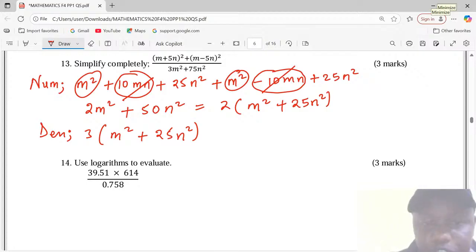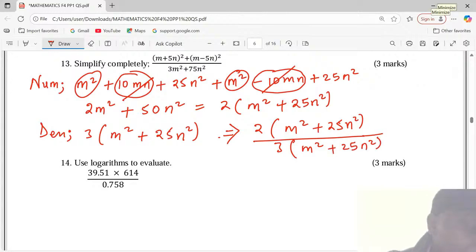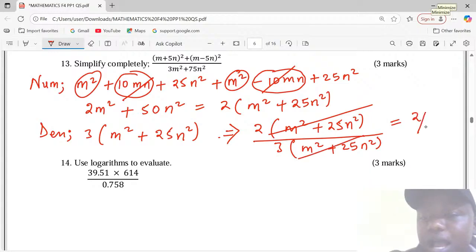With all these, we are supposed now to talk of combining the numerator and the denominator. 2 times (m squared plus 25n squared) divided by 3 times (m squared plus 25n squared). So now we can see something is appearing both in the numerator and also the denominator. So this one cancels, and now we get 2 out of 3. So the final answer is 2/3.